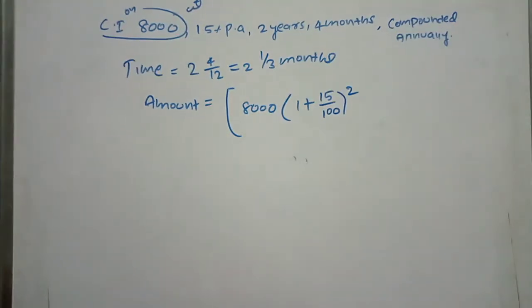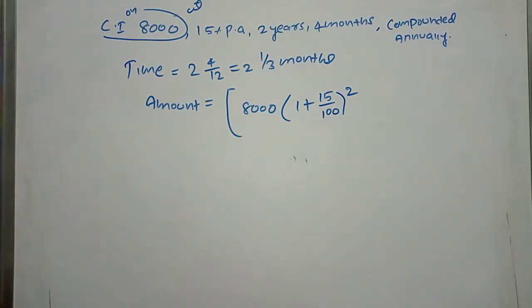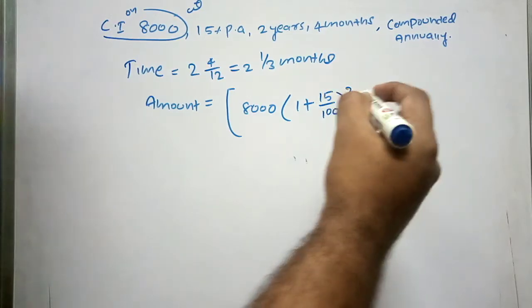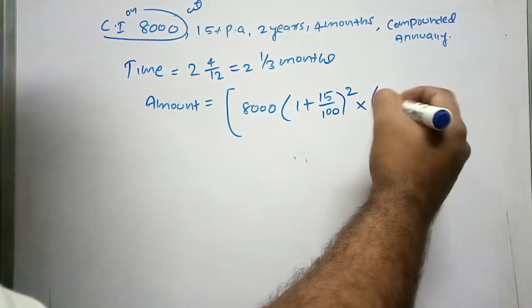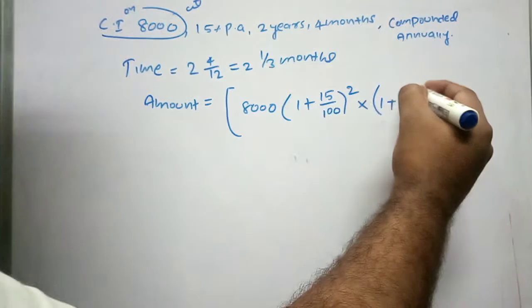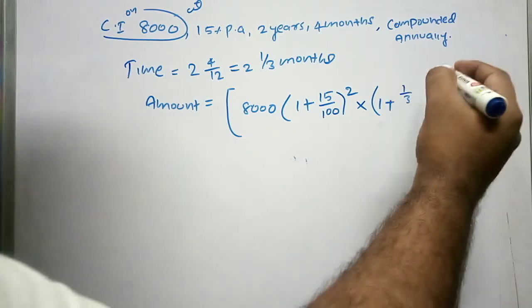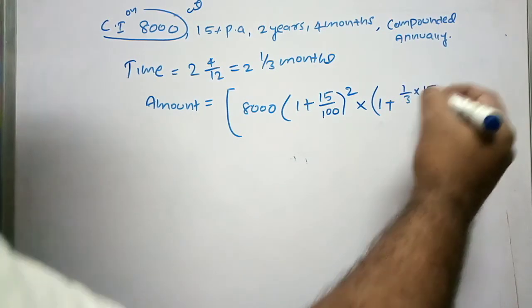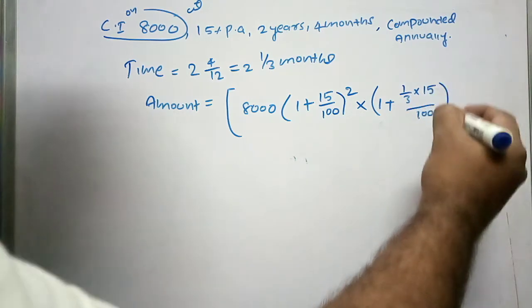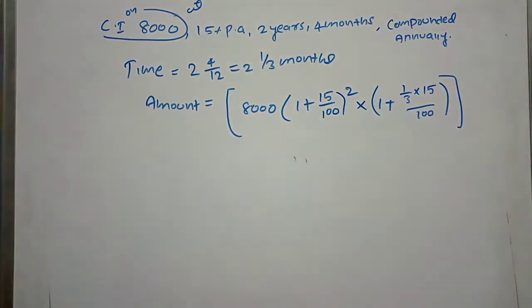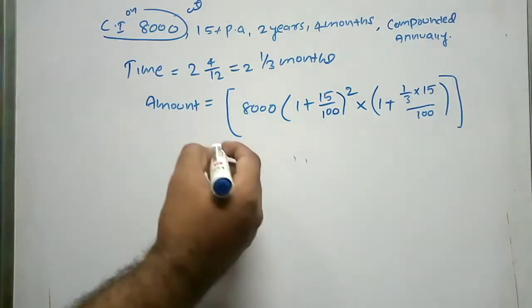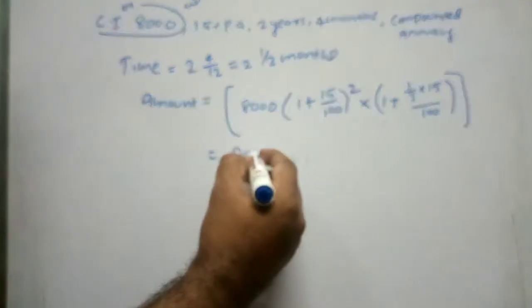Okay, then we have a different time period. Time is in the fraction, right? For this example it is different. So now what we are going to do is 1 plus 15 divided by 100 whole square, then into 1 plus the remaining, which is 1 by 3, multiplied with r, that is rate of interest, divided by 100. So this is the notation.